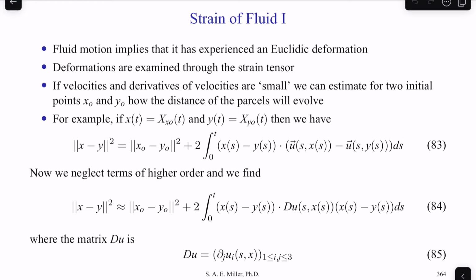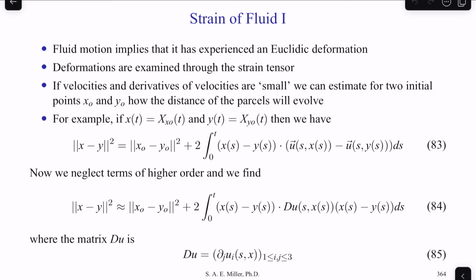If the velocities of the fluid and the corresponding derivatives of velocities are small, that is over small time intervals, then we can estimate for two particular initial points, x0 and y0, two vectors in space x0 and y0, at time t, how the distance of the particular fluid parcel evolves. Let's illustrate this through an example to develop the strain tensor.